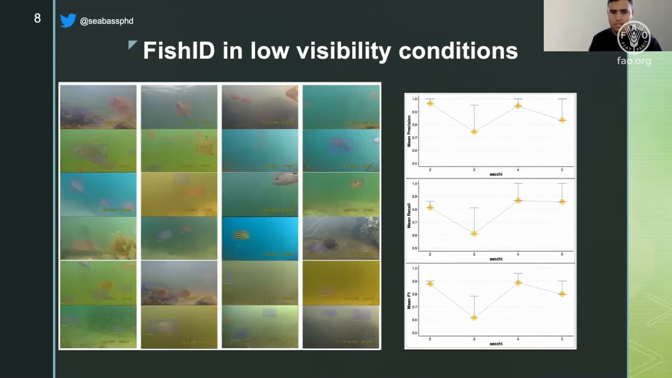I just want to also make a note here that FishID has been tested with images that have not been pre-processed with any software or any algorithms that improves the quality of the images. So we're using just the raw images for this test.